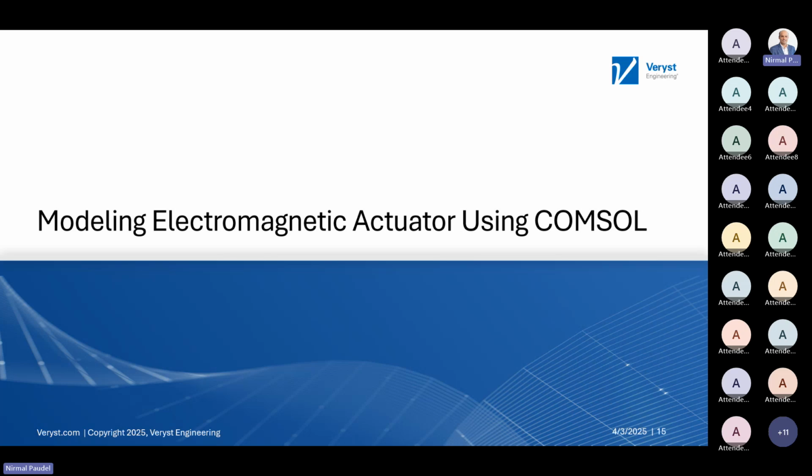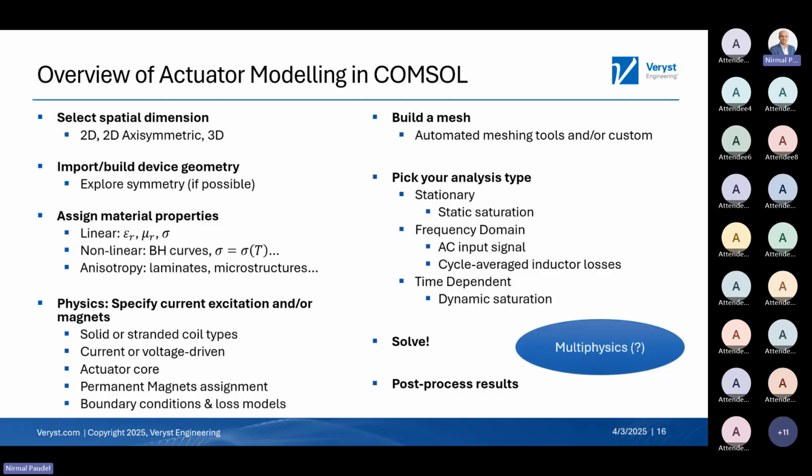So let's start the workflow of actuator modeling in COMSOL. Whenever you're given a task to design any actuator, you first have to understand the basic geometry configuration, and decide whether you can start with a 2D axisymmetric model, or you have to start with a full 3D if there is no symmetry in the geometry. Starting with a basic 2D or 2D axisymmetric model is always best, just to achieve the first working model, and then you can move into 3D if needed.